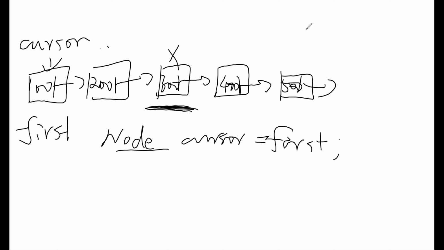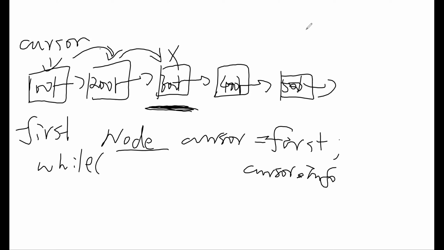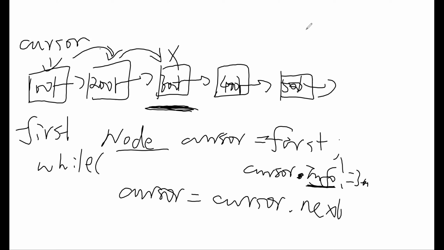And then you're going to keep moving the cursor until you find 300. So how do we do that? You can use some loop. The loop checks your cursor; to compare, you need to use its information part. If its information part is not the 300 you want to find, then you need to keep updating the cursor. How do we do the traversing? You do cursor equals cursor's next.